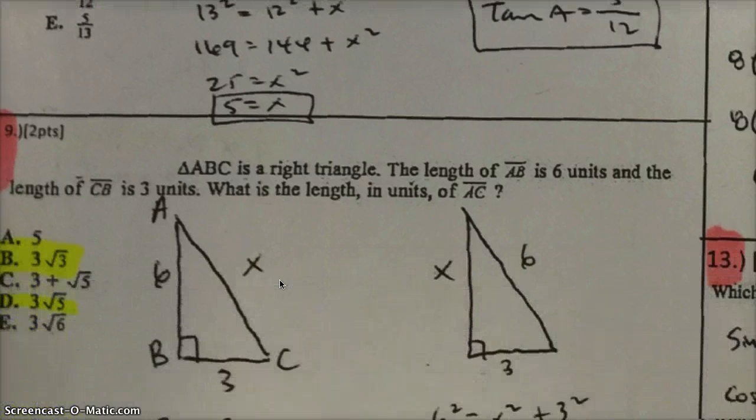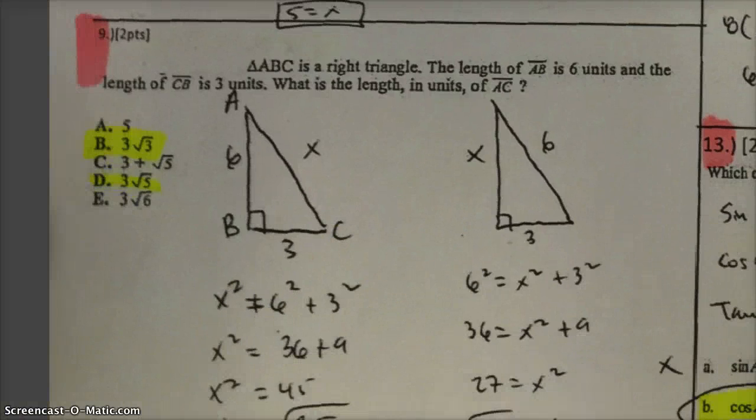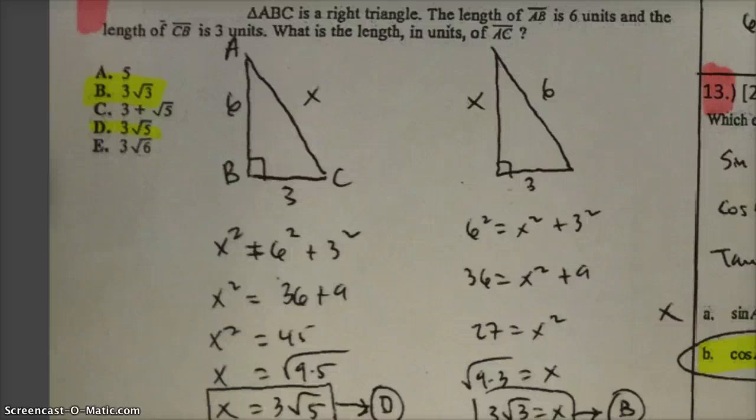Question number 9. Let's see if I can zoom out. Triangle ABC is a right triangle. So there's no picture. The length of AB is 6, and the length of CB is 3 units. What is the length in units of AC? So what you can do here is draw yourself a picture. All you know is it's a right triangle, so I just draw one here. And then it says AB is 6, and then CB is 3.